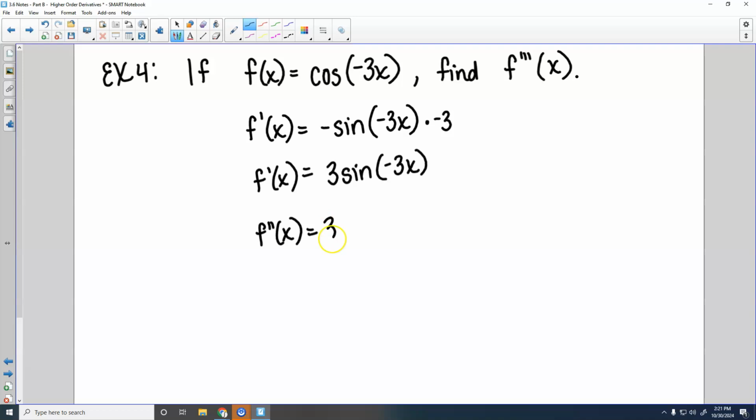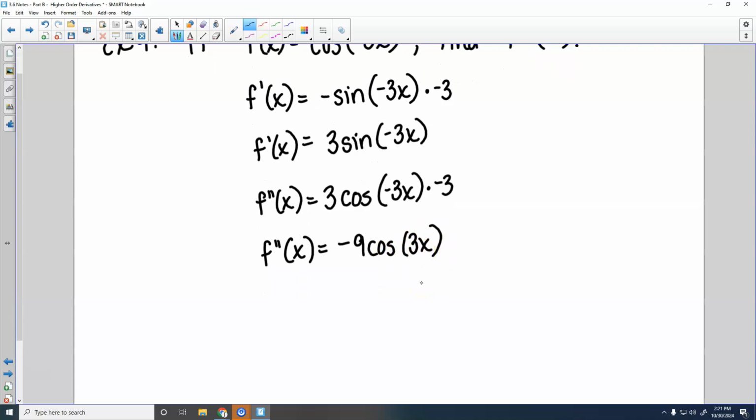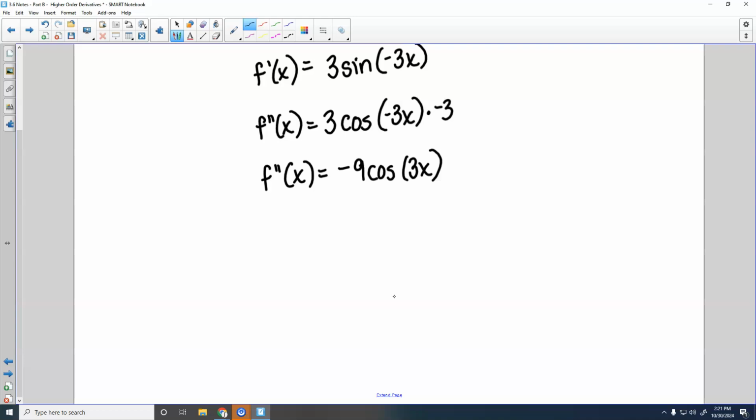So if we go to take the derivative of this again, we got our 3. What's the derivative of sine? Cosine of, keep the stuff on the inside the same, but what have I got to multiply it by? Negative 3. So I've got f double prime of x is going to equal negative 9 cosine of 3x.